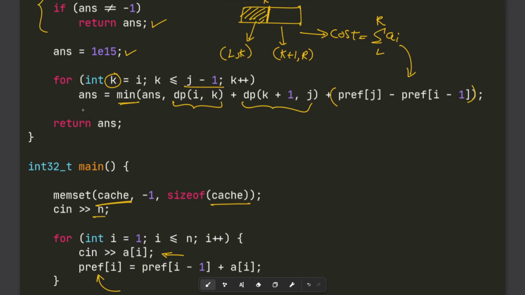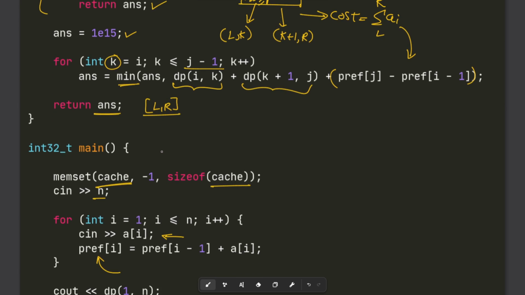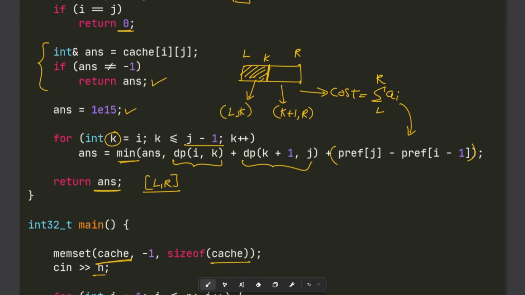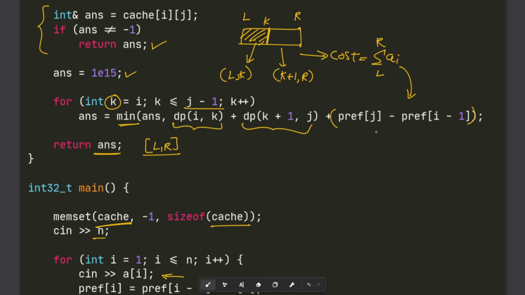And after minimizing over all the possible choices for given L and R, we are going to return the answer from here. This will compute the answer for the entire array by recursively calling all the choices one after the other and finding the most optimal answer.